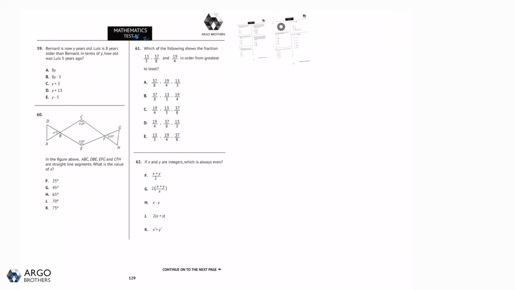Question 59. Bernard is now Y years old. Louis is 8 years older than Bernard. In terms of Y, how old was Louis 5 years ago? All right, so what information are we given at the moment? Louis is 8 years older than Bernard.